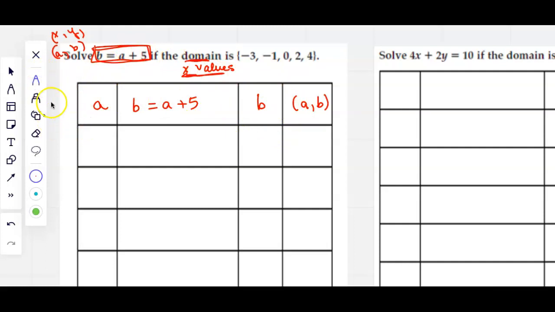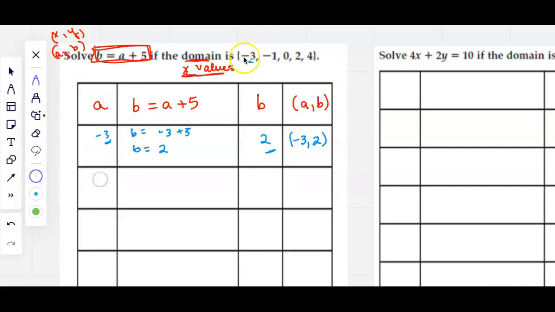So my first domain value is -3. Remember, we're going to solve for b, so we write b equals, a is -3 plus 5. So b equals -3 plus 5, which is 2. So b is 2. And now when we go to write the ordered pair, a is -3, b is 2. There we go. And we move on to our next one.